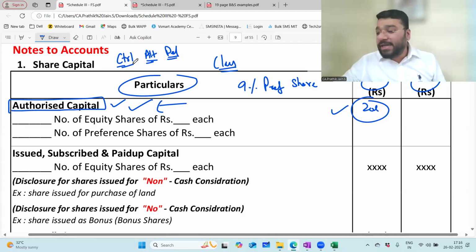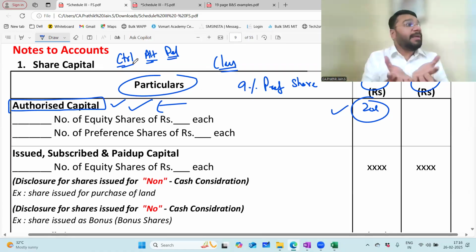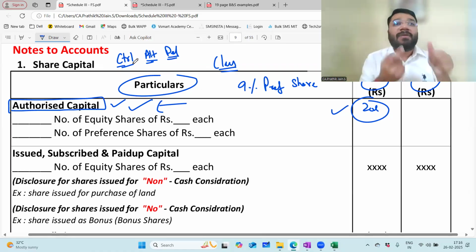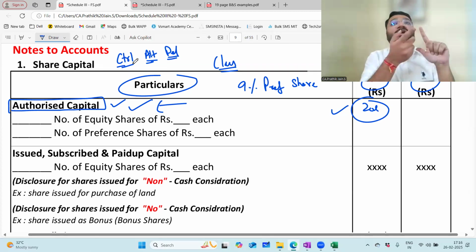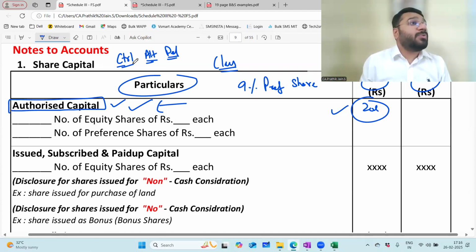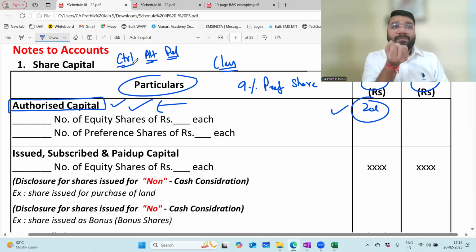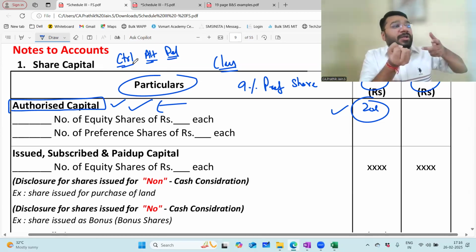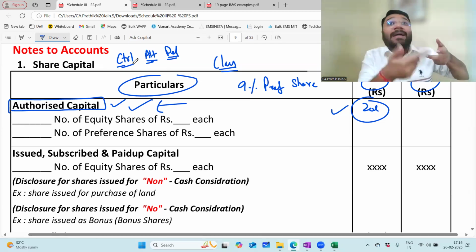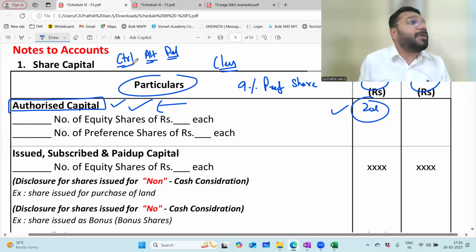I always tell, in CA you should have two things. Apart from having multiple qualities, there are two important qualities. One is application of mind. Second is cross application of mind. Application of mind means you understand the concept, and when the question is twisted, you should be able to apply that concept accordingly. That is called an application-minded person.